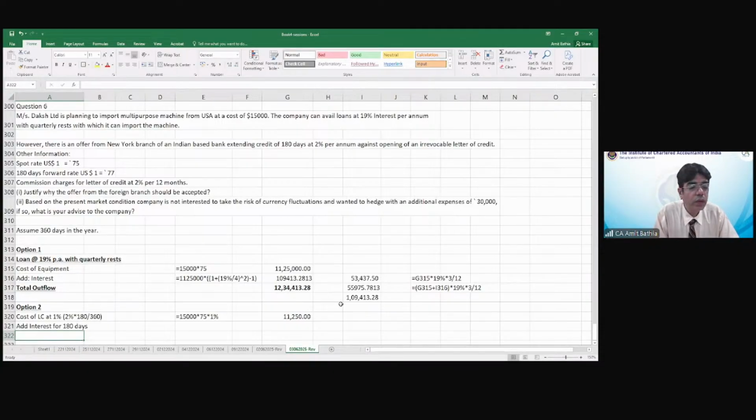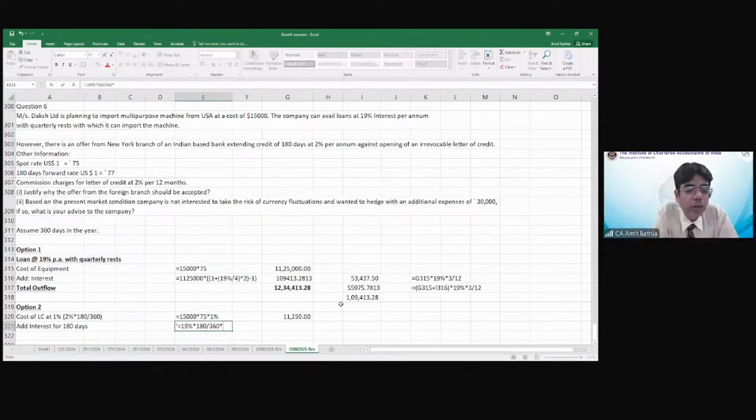So interest for 180 days is going to be, I am going to pay 19% interest into 180 divided by 360. What am I doing? Which interest am I calculating? Sir, this is an Indian company, what is the Indian rate?